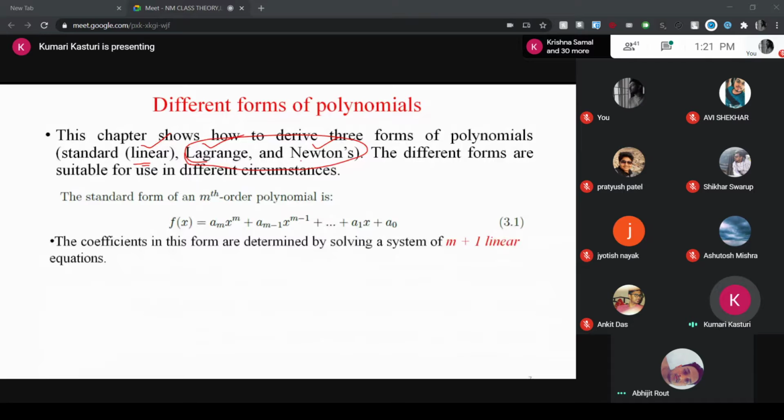It is a standard form given to you, the standard form of a polynomial equation. The standard form of an mth order polynomial, as you already know, can be written as f of x is equal to am x to the power m plus am minus 1 x to the power m minus 1 up to a0. So this is the standard form of how a polynomial can be written.